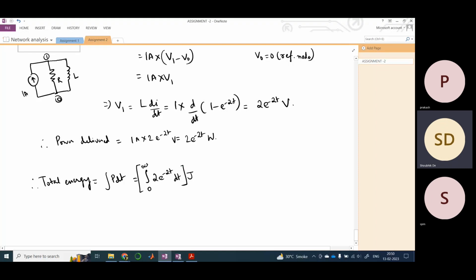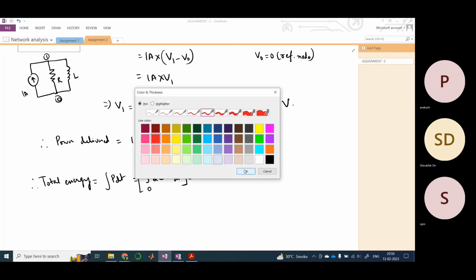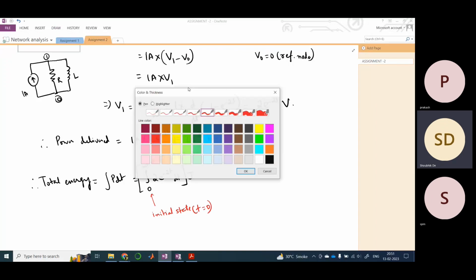Okay, so why this 0 and infinity? See, this 0 here corresponds to the initial state of the circuit when t equals 0, when the switch wasn't closed or was just about to be closed, and this is at steady state at t equals infinity. So over the entire stretch of time, we need to calculate the energy being delivered by the circuit. So that is why we chose these two limits.